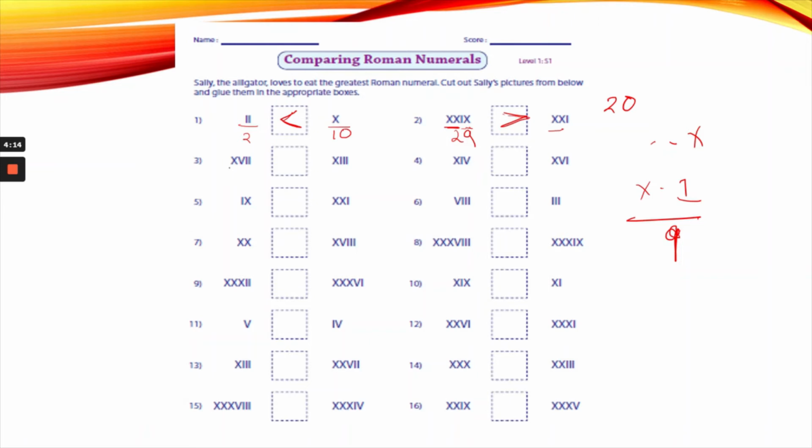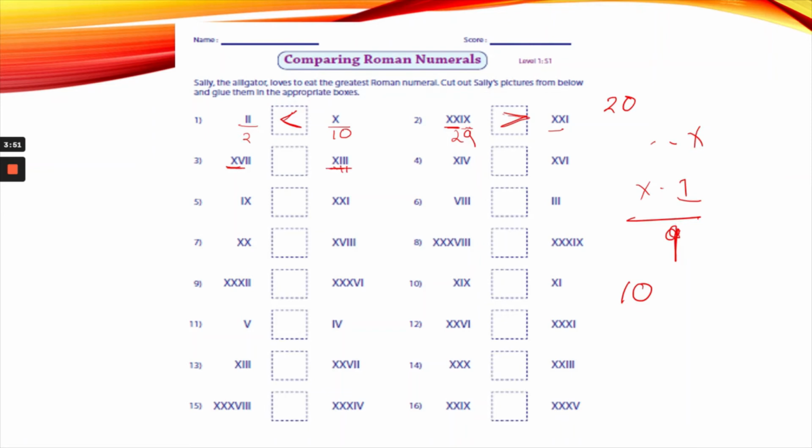Now this is X and V. So V is 5 and X is 10. In X we will add VII, which is 7. So in 10 we will add 7. So it is 17. This is 17 and this is 13.